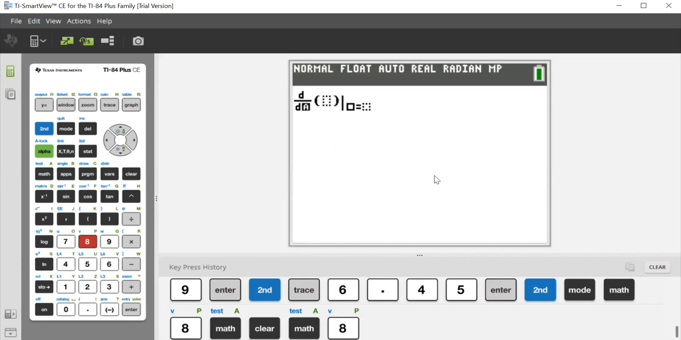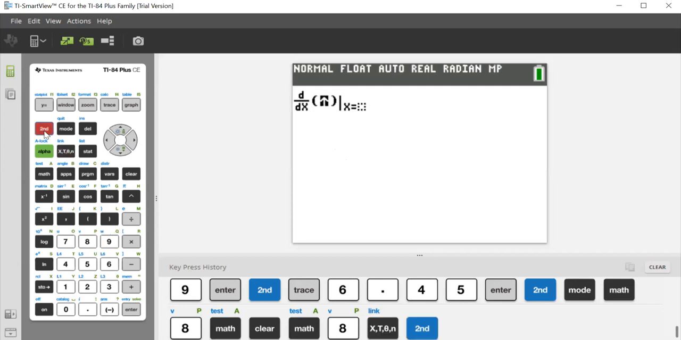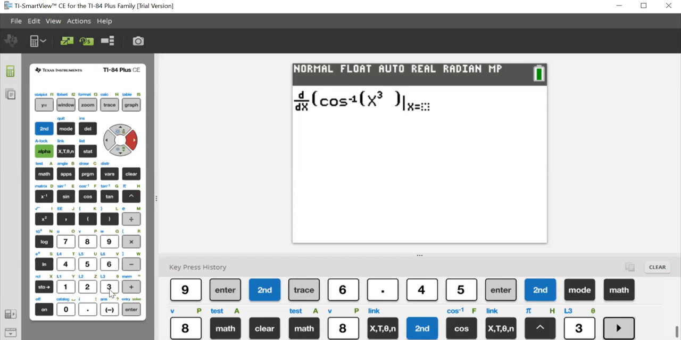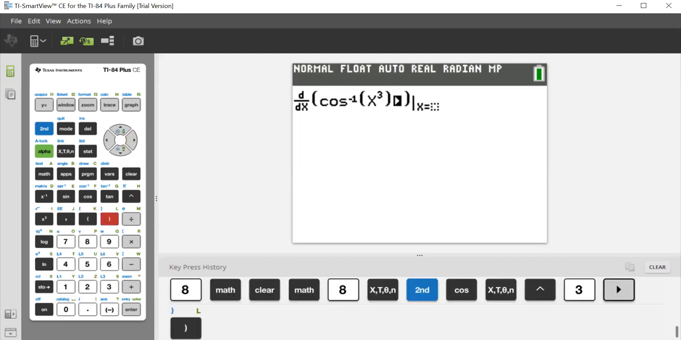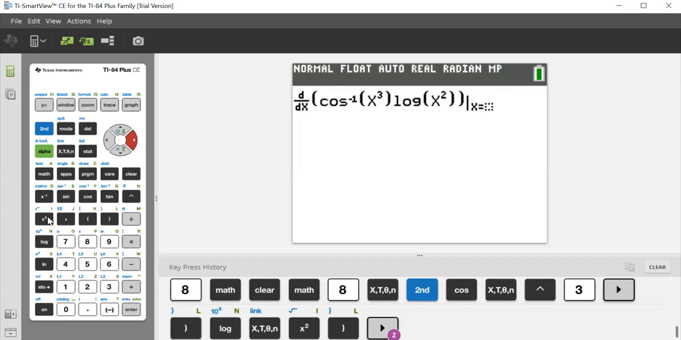So for those of you that have this window that I'm showing, all you're going to do is type in an x down there, so d/dx, and then you're going to type in your function, inverse cosine of x to the third times the log of x squared. And then you're going to type in your 0.45 again, and it'll tell you the value.